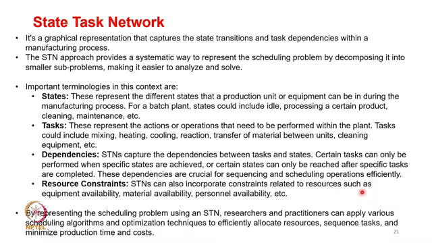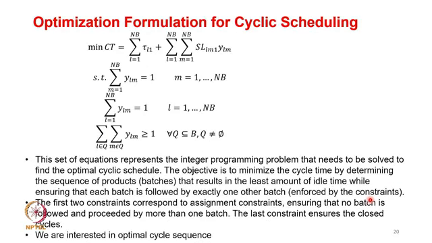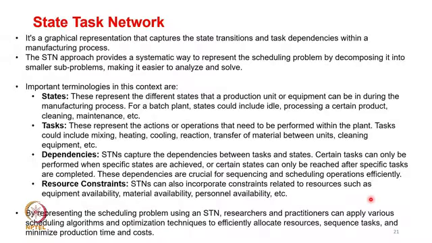So, by representing the scheduling problem using a state task network, researchers and practitioners can apply various scheduling algorithms and optimization techniques to efficiently allocate resources, sequence tasks, and minimize the production time. Like in this case, we solve this problem by cyclic scheduling to identify the minimum cycle time that minimizes the cyclic sequence. We also now use a slightly different approach.